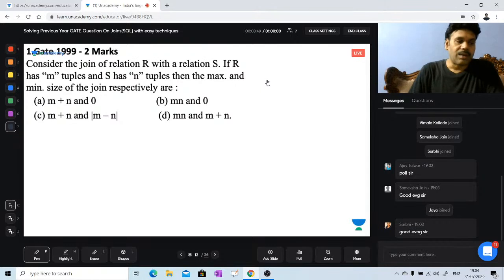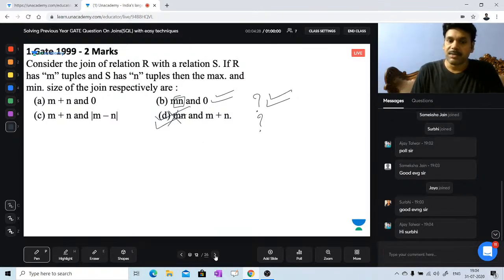Now our answer is mn and m plus n. Is it right? Why can we not choose this option D? Because for the minimum of R and S, whenever there are no tuples in either of the relations, we cannot do any kind of mapping. Therefore, the answer is 0 as the minimum and the maximum is m into n. So if we are in doubt between option B or option D, we choose option B as the correct answer.